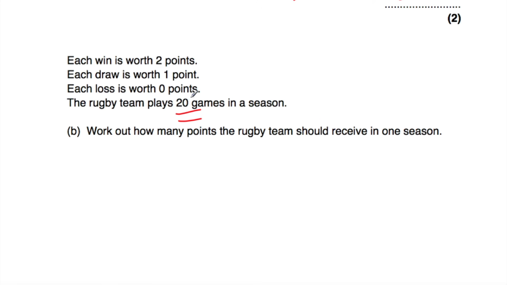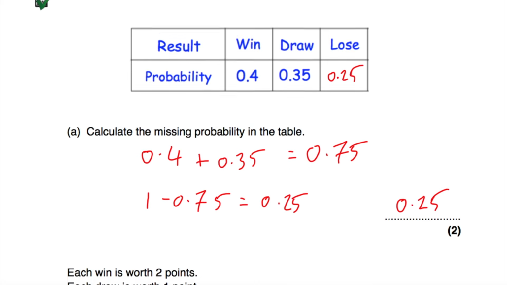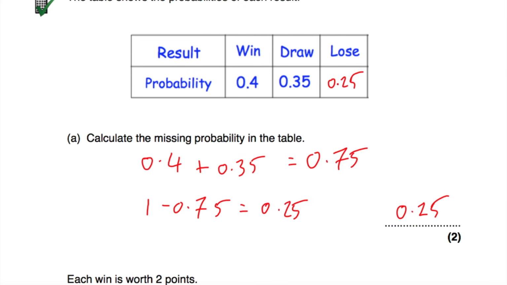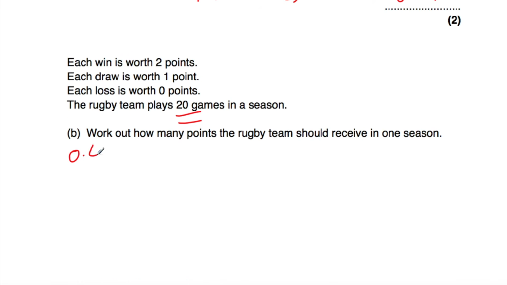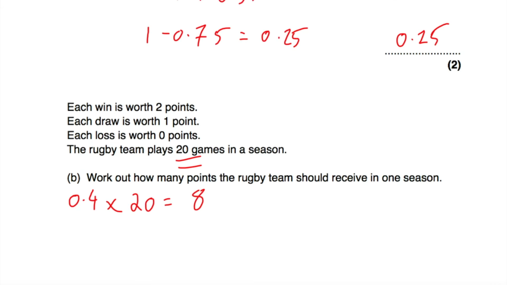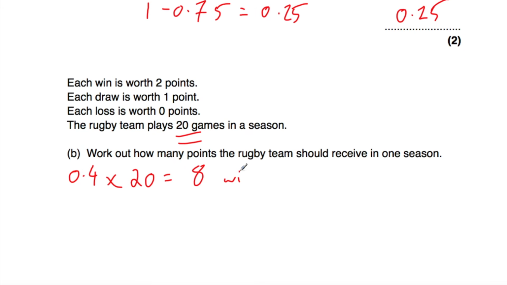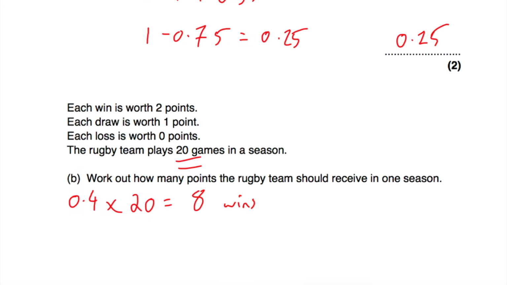So let's find out how many matches they should win. So they play 20 matches, and if we go up, win, the probability of winning a match is 0.4. So if we do 0.4 multiplied by 20, the number of matches they play, that tells how many matches they should win. And 0.4 times 20 would be equal to 8. So that means they should have 8 wins. Okay, so that's fantastic. We know how many wins they should have.